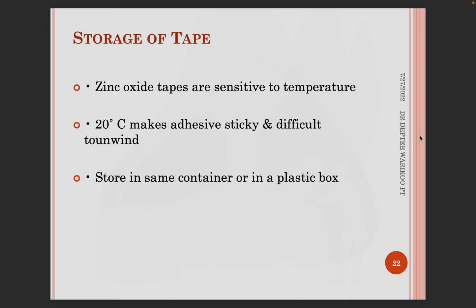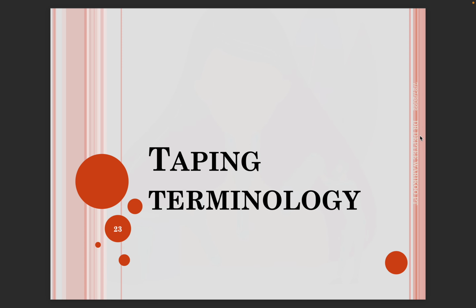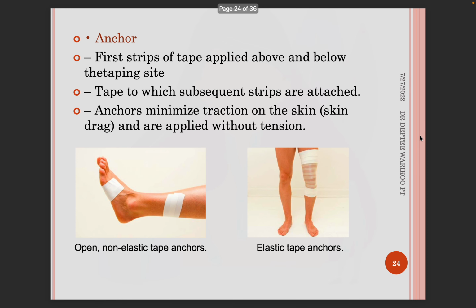At temperatures over 20 degrees, the adhesive mass becomes sticky, making the tension stronger and thus more difficult to unwind. Non-stretch tape is also more difficult to tear when warm. Hypoallergenic tapes are not susceptible to temperature change. Now, let us see some taping terminologies which we will have to face while we are applying taping in coming sessions.